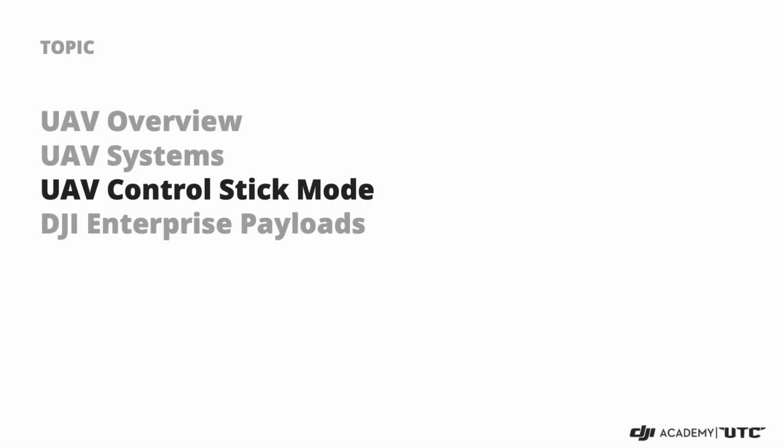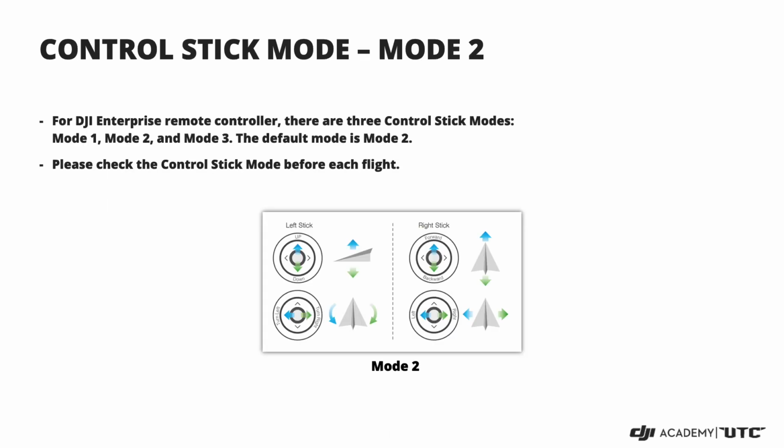Next, we are going to mention the control stick mode. Control stick mode defines how the two joysticks control the aircraft. DJI drones support three modes, which is Mode 1, Mode 2, and Mode 3. Mode 2 is set by default. No matter which mode you use, remember to check it on the pre-flight check page before each flight for your safety.